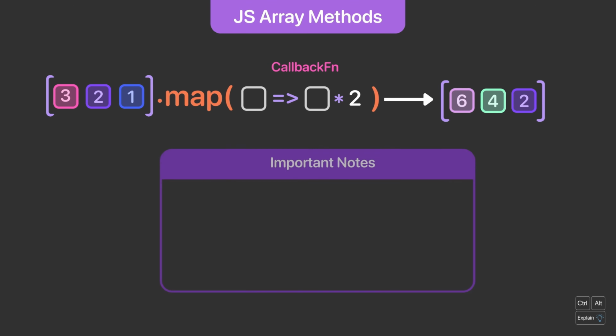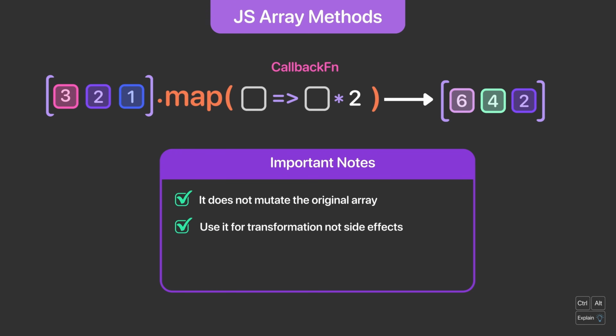Before moving on, there are a few important things to remember about map. First, map does not mutate the original array. It always returns a new array with transformed values. Second, map should be used for transformation, not for side effects like logging or API calls. If you're not using the returned array, map is probably the wrong tool. And finally, map does not wait for promises. If your callback is async, map will return an array of promises.